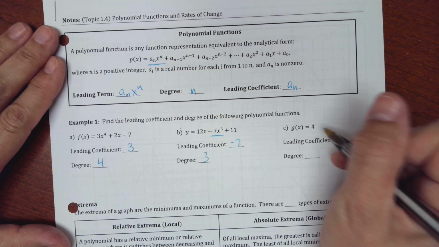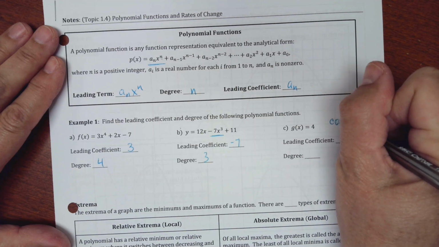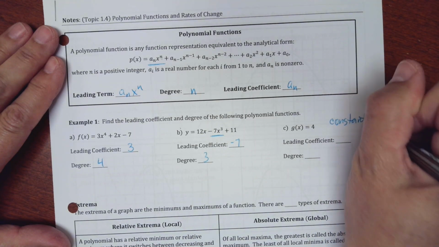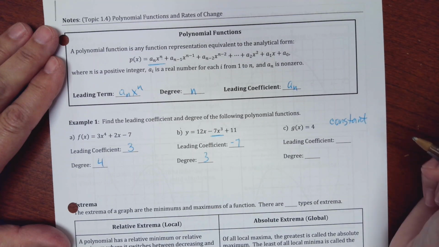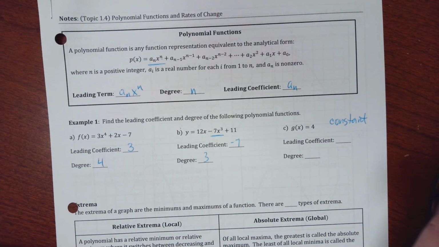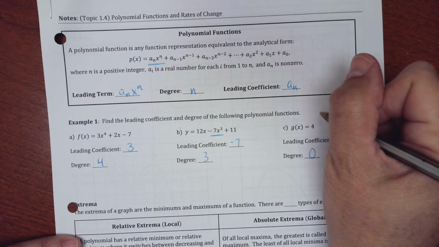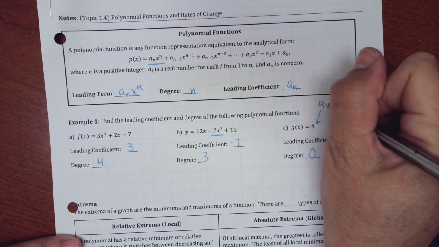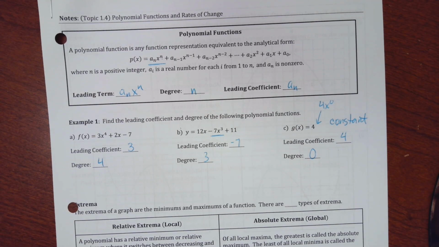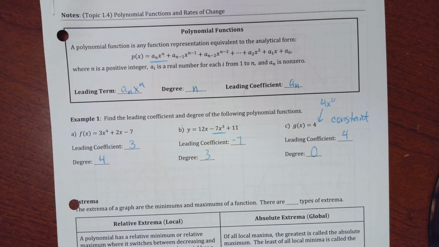This one, there's only one spot. This is called a constant function because there's no change. There's no x in there to change the answers. It's constantly 4. So the leading coefficient is 4. The degree is 0 because technically, you could write 4x to the 0, and then x to the 0 is 1, right?